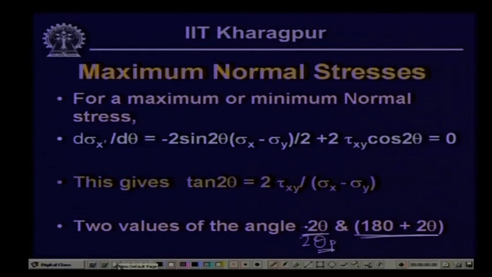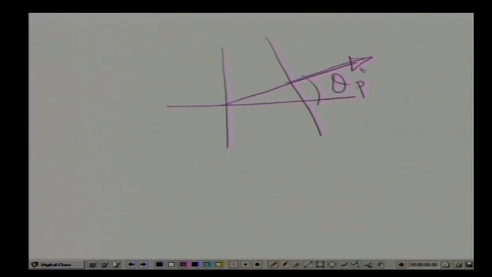that indicates that we have two planes, one at an angle of theta p. Normal to this is the plane on which the normal stress is maximum, and then we have another plane which is at an angle of 90 degrees with reference to this particular plane, because the other plane is at 90 plus theta p. So, these are the two normal directions where one will be the maximum and another one will be the minimum. These are the two normal stresses.